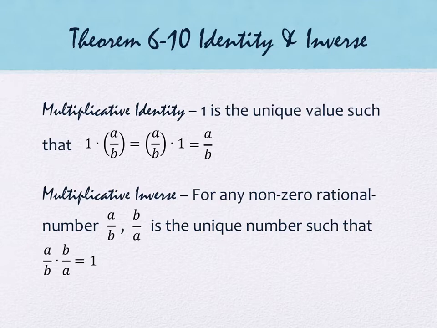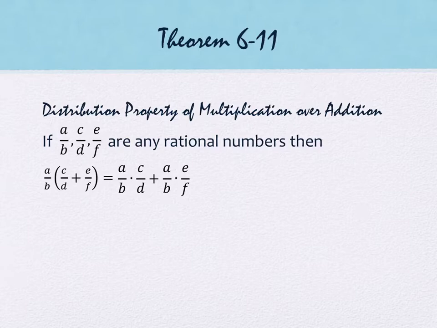Now there are a few other properties for multiplication. These two are very important. The others are sort of grouped together. Theorem 6.11. So the first one is the distributive property. The distributive property of multiplication over addition says if you have a over b, c over d, e over f rational numbers, and you're multiplying with them, that it works just like it did with whole numbers and integers. I can multiply across the addition sign or through the parentheses, and I end up getting that the a over b is multiplied by the c over d, and the a over b is multiplied by the e over f, and then they're combined with addition when they're done.